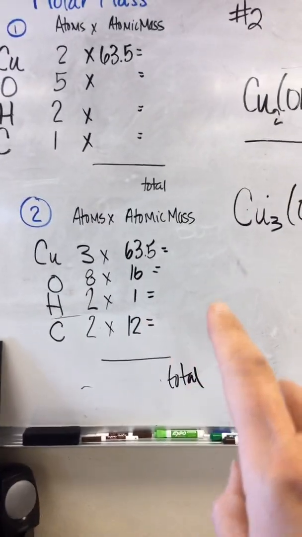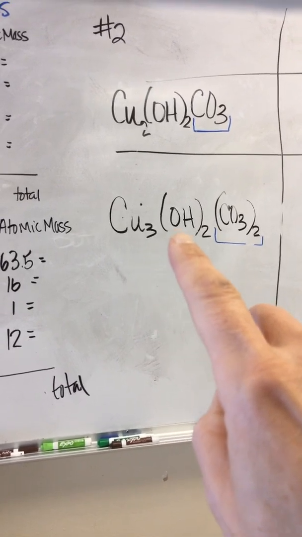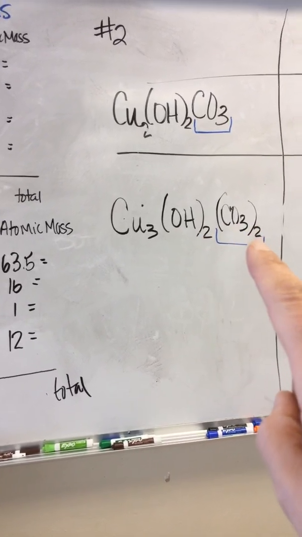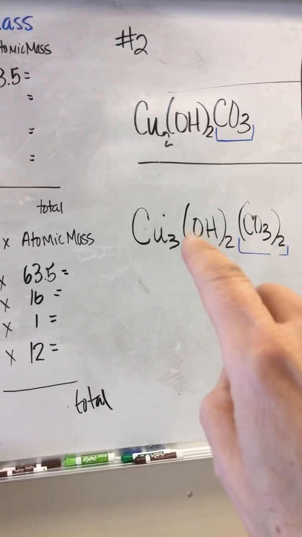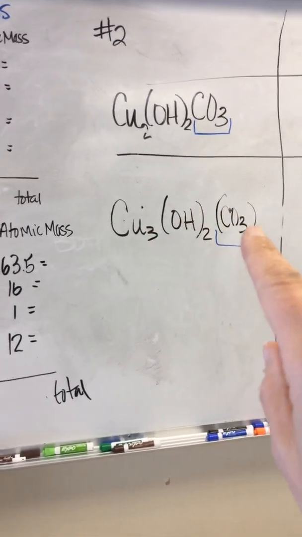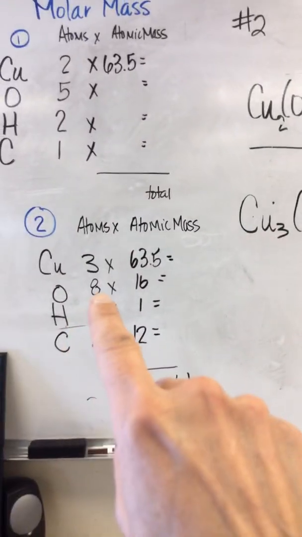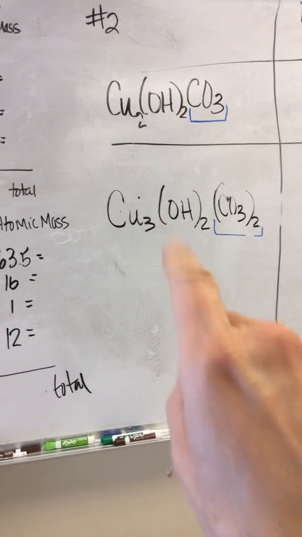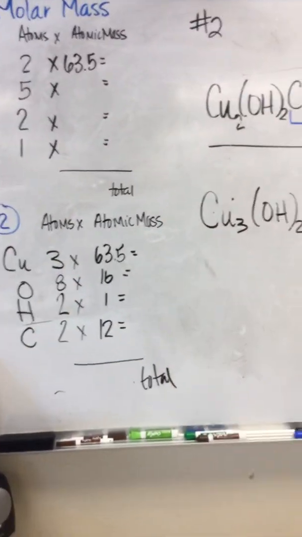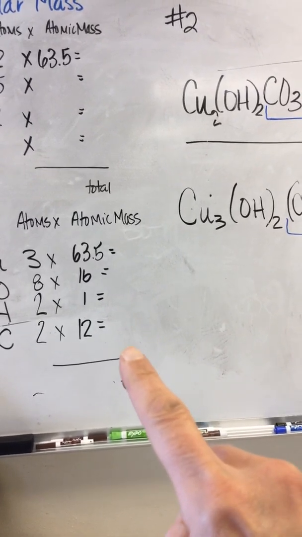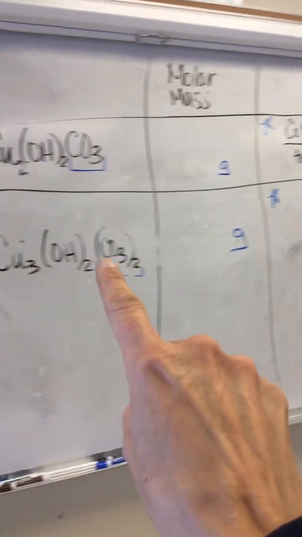You're going to do the same thing for the second compound, Cu3(OH)2(CO3)2. Remember, those 2's get distributed. 2 times 1 oxygen is 2 of them there. 2 times 3 oxygen is 6 of them there. 6 plus 2 is 8 oxygens. 2 hydrogens, 2 carbons. Again, total the grand tally of atomic mass, and that's what goes right there for compound 2.